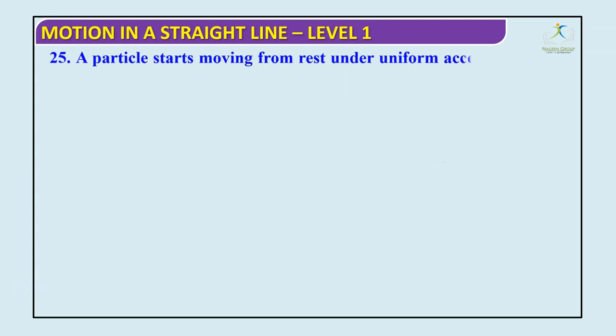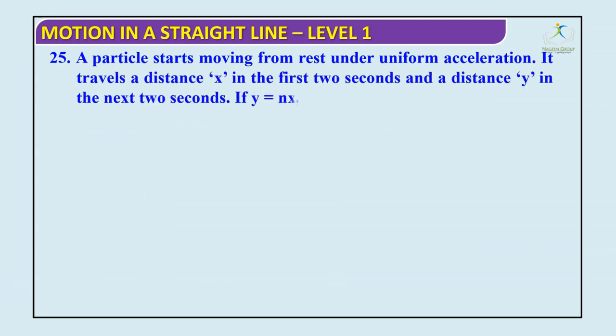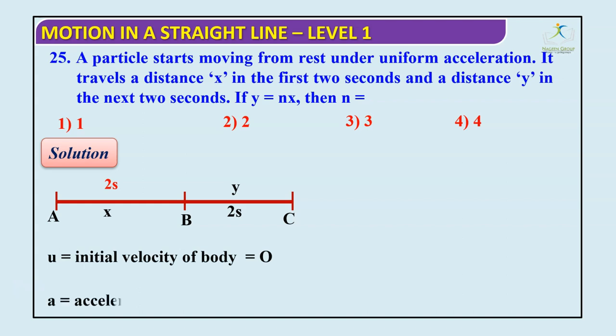Next, a particle starts moving from rest under uniform acceleration. It travels a distance x in the first 2 seconds and a distance y in the next 2 seconds. If y is equals to nx, then n is equals to 1, 2, 3 or 4. So, solution is the particle moving A to B in x in 2 seconds, B to C in 2 seconds in a y distance. So, initial velocity of the body is 0.